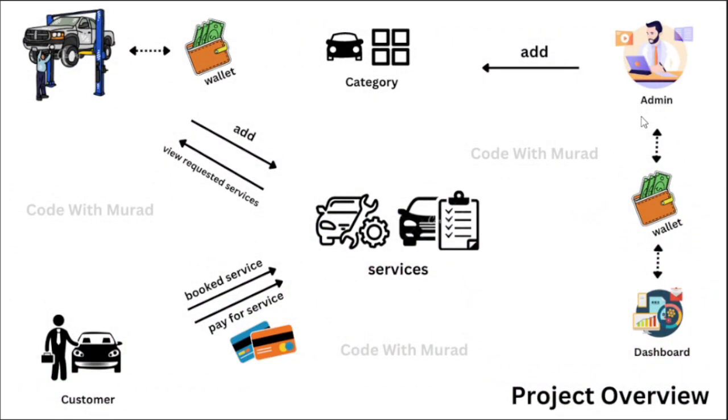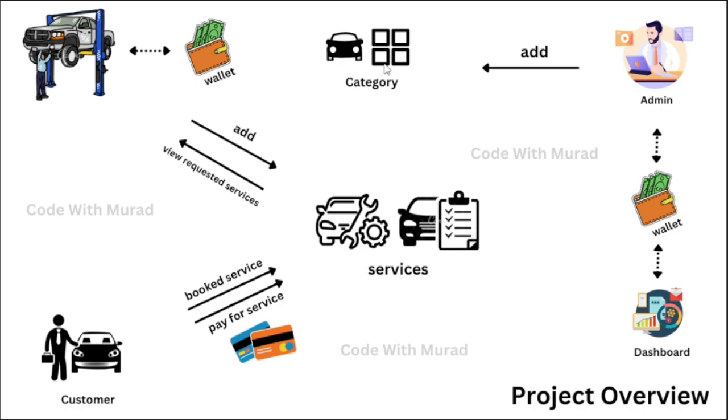As we know, our project contains three user modules. The very first one is the administrator module, the second one is the service center module, and the third one is the customer module. The admin will register and log in to the system, and after login, the admin will be able to add multiple service categories into the system. There can be multiple categories such as car servicing, bike servicing, truck servicing, and many more.